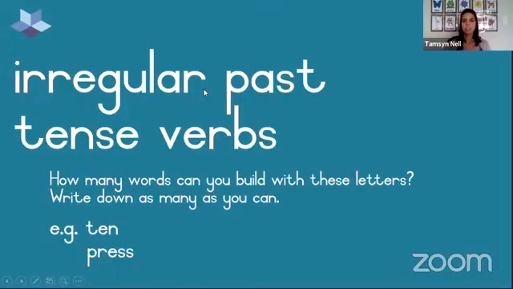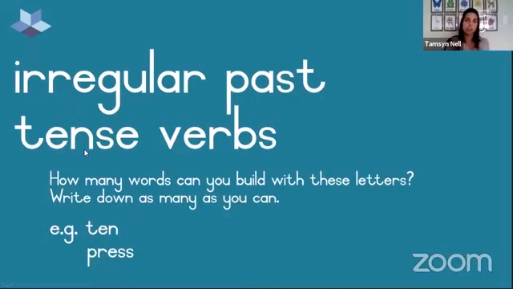So on my screen is the word irregular past tense verbs. Now, I'm not going to explain what it is yet. I will explain a little bit later, but what we're going to do is, again, like the last lesson, how many words can you build using these letters? So, for instance, I've made it a little bit longer so that it's a little bit easier, especially for the grade 1s. I see the word ten. So there's the T, the E, and the N.